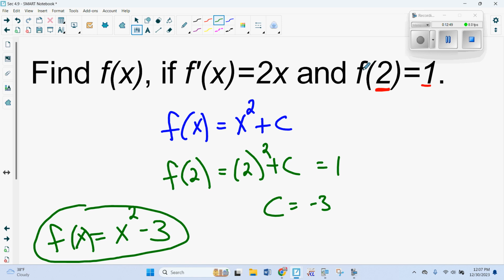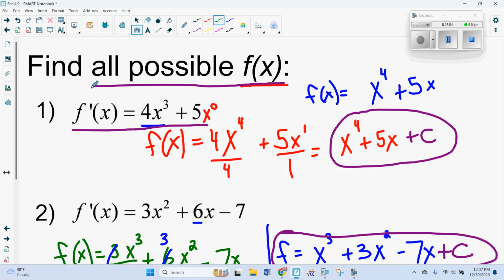So if you are given some point here that we need to use, sometimes those are called initial conditions or conditions. You're given some condition that f of 2 is 1. You use that to find what c is. If it says find all possible functions, then you have to include the plus c.